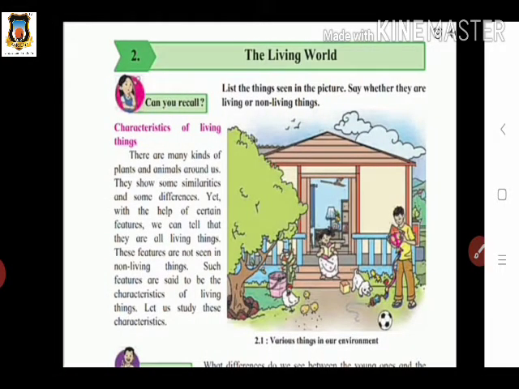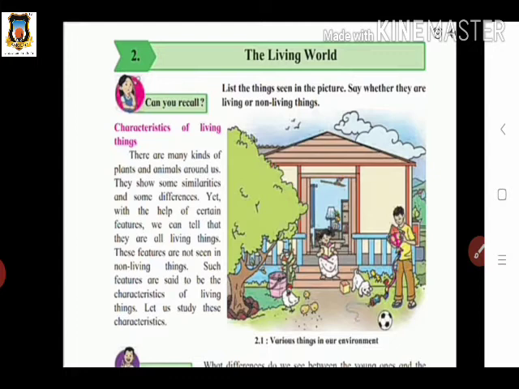In your textbook, we see these points that I will repeat. First, we list the things which are seen in these images and then identify whether they are living or non-living things. By this we can see how the characteristics of living things are observed.